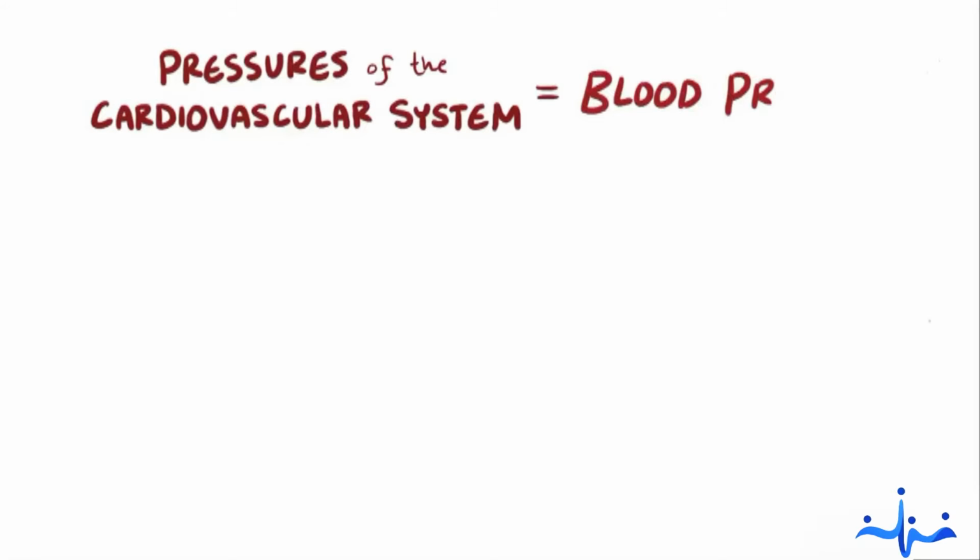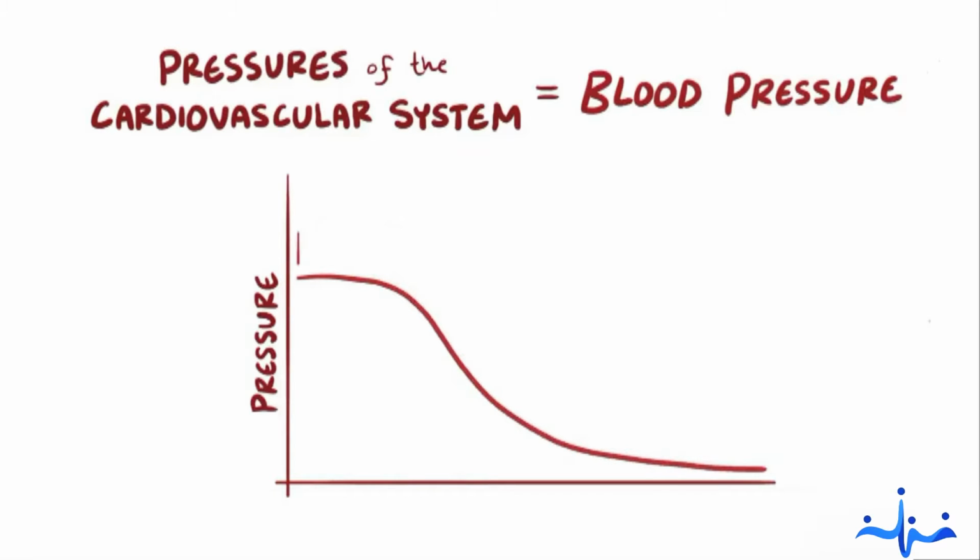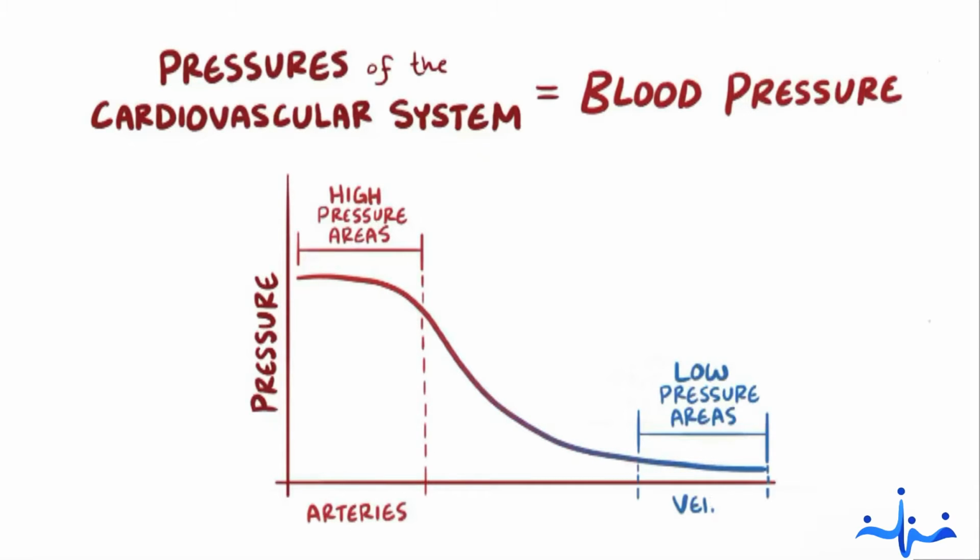Talk about pressures in the cardiovascular system, we're talking about blood pressure. Pressures in different parts of the cardiovascular system aren't equal, and these differences in pressures keep the blood moving from high pressure areas leaving the heart, like the arteries, to low pressure areas like the veins.